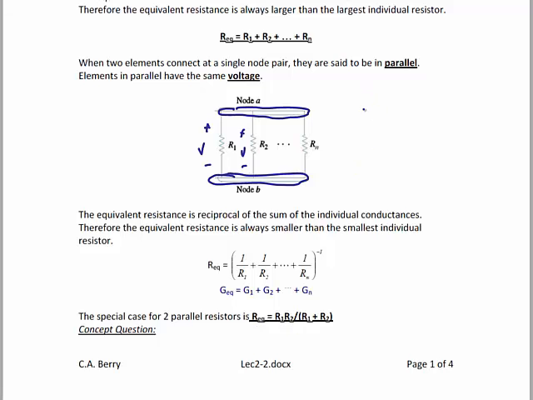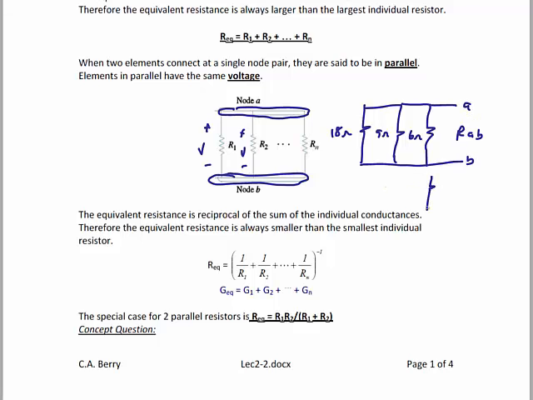But let's look at an example. What if I have an 18 ohm, a 9 ohm, and a 6 ohm resistor in parallel? I call the resistance between them RAB. The resistance RAB would see would be 1 over 18 plus 1 over 9 plus 1 over 6, which is equal to 4 ohms.